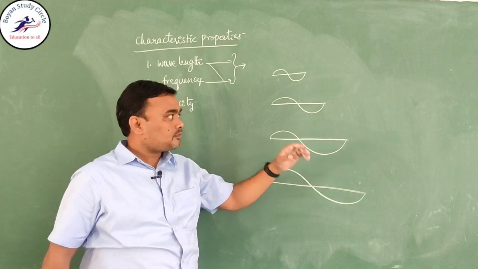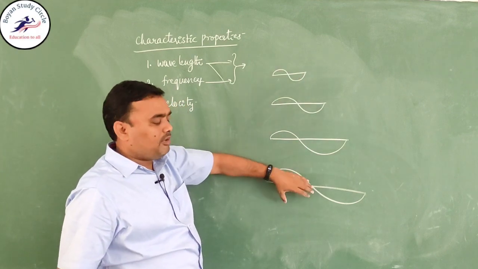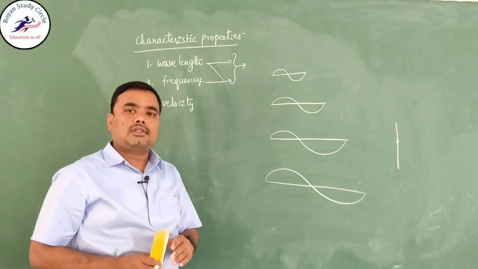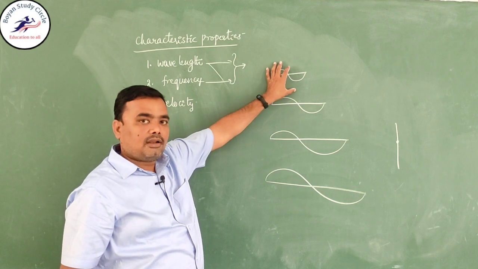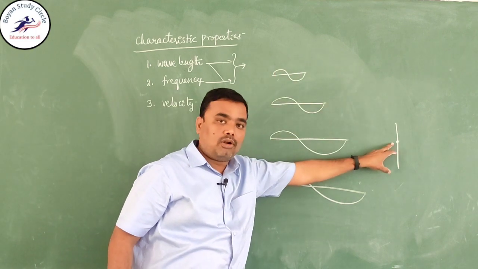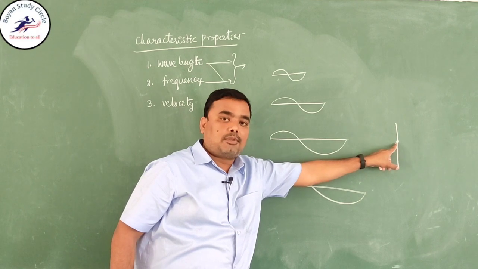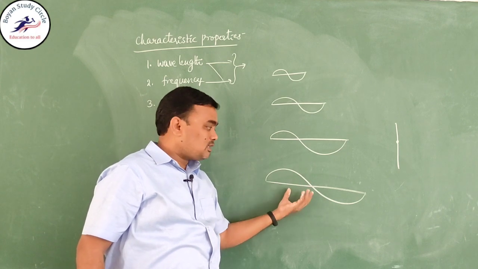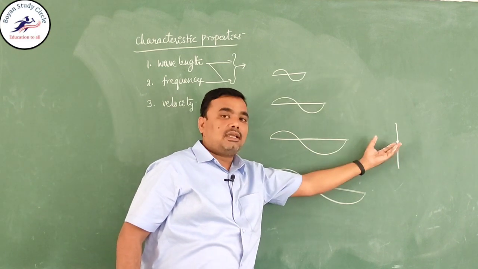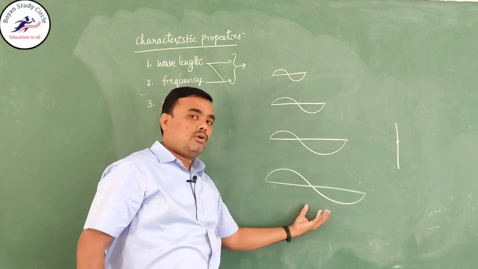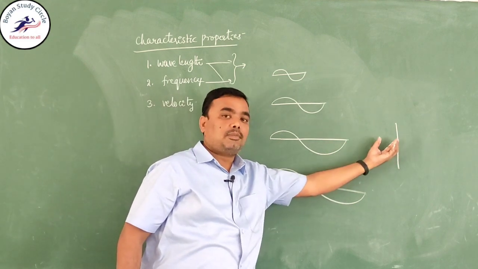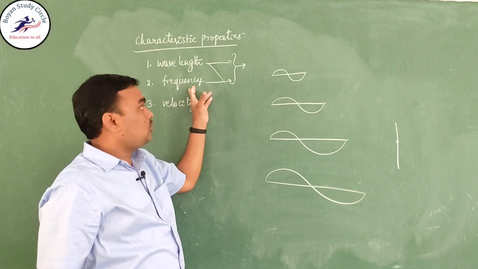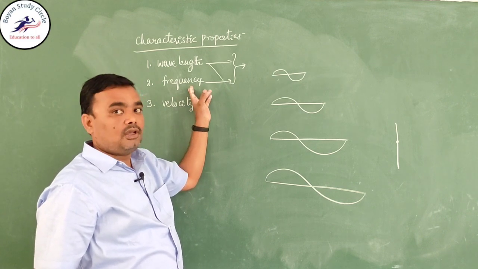Now tell me, children, which type of waves cross a particular point in more number? If the wave is smaller, the number of waves crossing a particular point in a given unit time is more. If this is the bigger wave, it can cross this point in smaller number. As the size is more, the number of waves crossing the particular point is less. That means wavelength is inversely proportional to frequency.